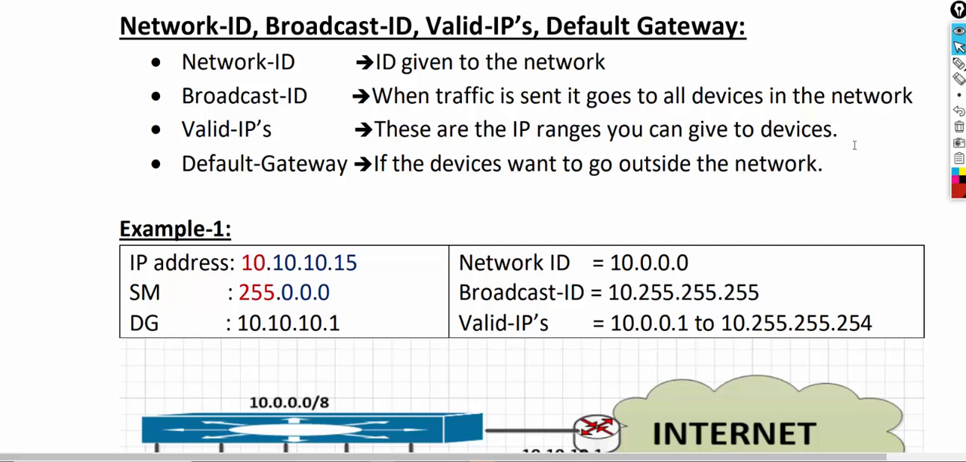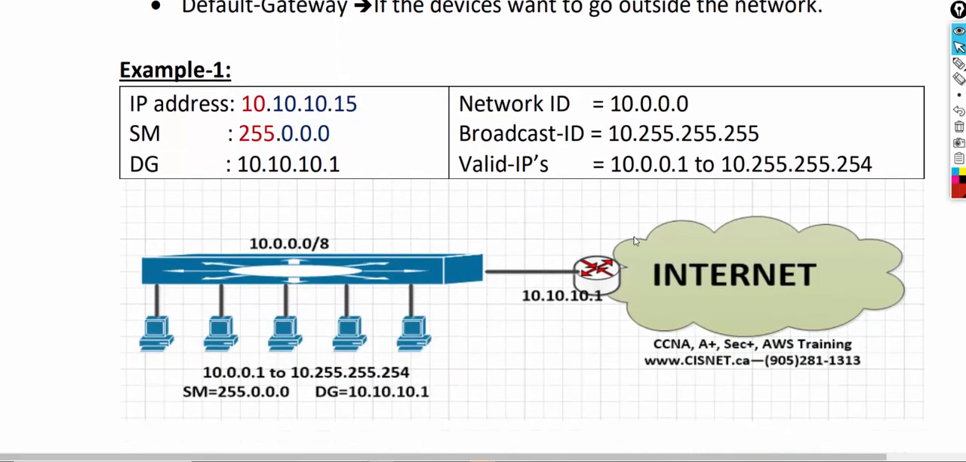Remember, IP addressing is like a mailing address, for sending information from server to server. Default gateway: if you want to go out of your network, you have to have a default gateway. If you don't have one, you can't go out. If I want to go outside my house, I go to the door. The door becomes my default gateway.